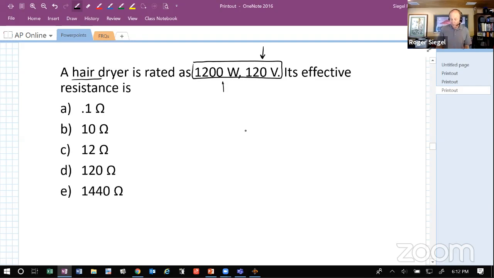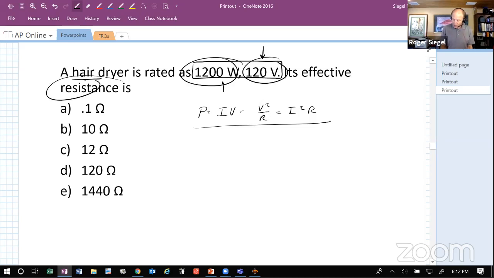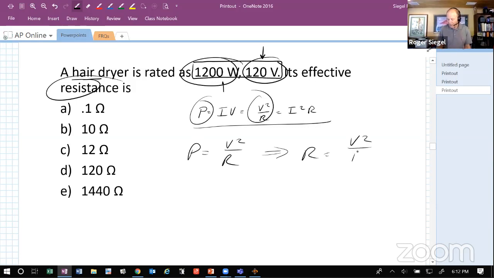Well, if you look on your formula sheet, you're going to see P is equal to IV, but with a little bit of manipulation, as we said with Ohm's law, we can say that that's equal to V squared over R, and it's also equal to I squared R. And remember, since this year's test is all open note, write out your formulas, write them all out. Okay, so let's go ahead and see. We've got power and voltage, and we want resistance. So it looks like we're going to be doing this formula. P is equal to V squared over R. And so then we'll say that R is equal to V squared over P.